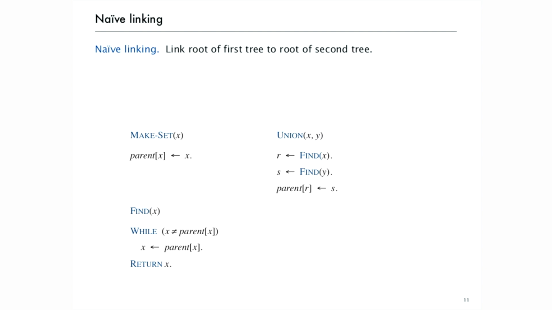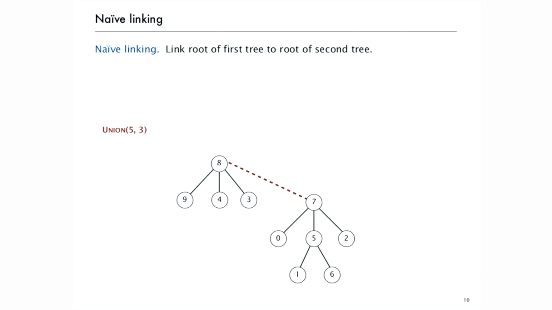So for example, if I ask you, find 6. What is the meaning? You need to return the root. So you will go, what is the parent of 6? 5. Who is the parent of 5? 7. Who is the parent of 7? 8. Who is the parent of 8? Itself. So then I return you 8.